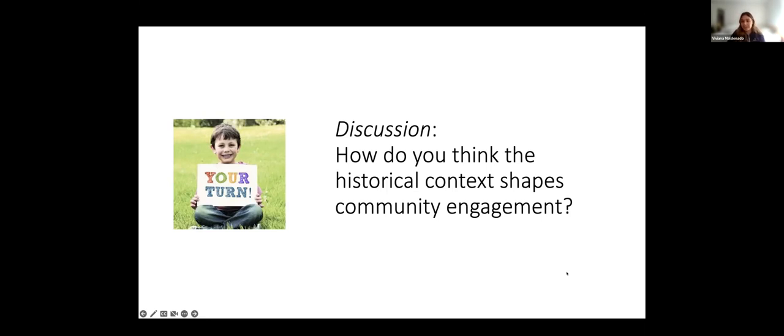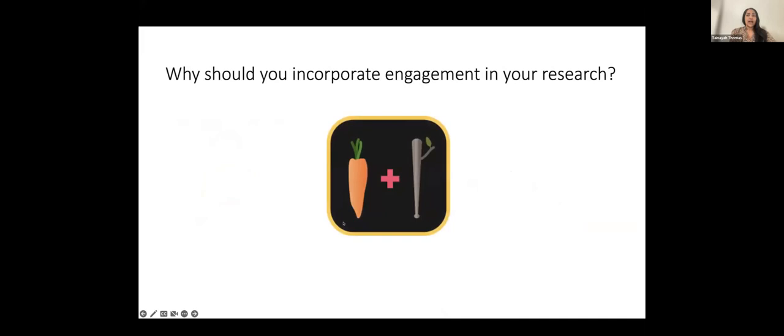Yeah. Thank you for sharing that example. Let's see. Okay. And so in thinking about what we've talked about, has anything stuck out to any of you about why you should incorporate community engagement into your research specifically?